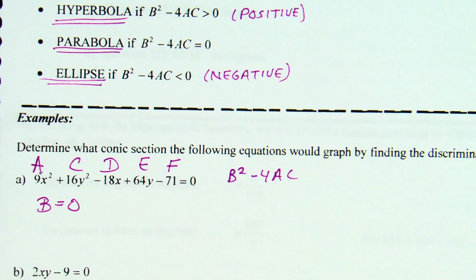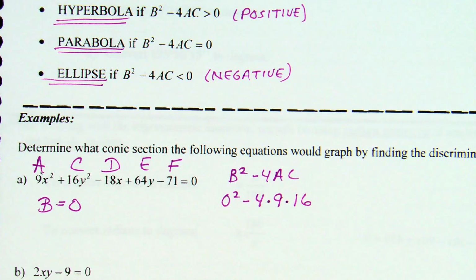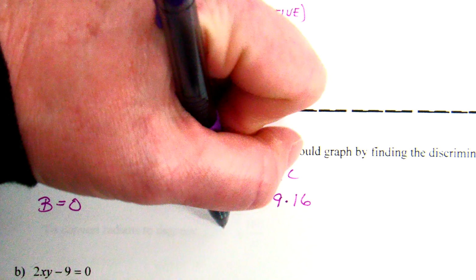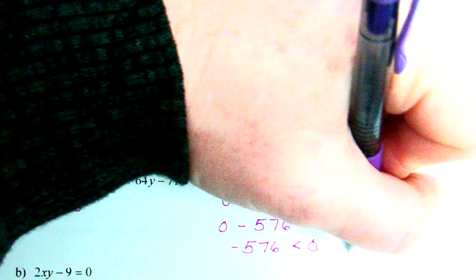So are we capable of doing b squared minus 4ac here? 0 squared minus 4 times 9 times 16. Right there, without doing the math, I can tell, yes? Why is it an ellipse? It's going to be negative, right? If you do the multiplication, it's 0 minus 576. And we know negative 576 is a negative. It's less than 0, which makes this an ellipse.